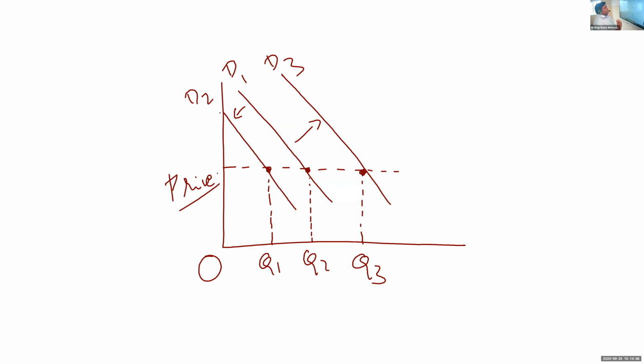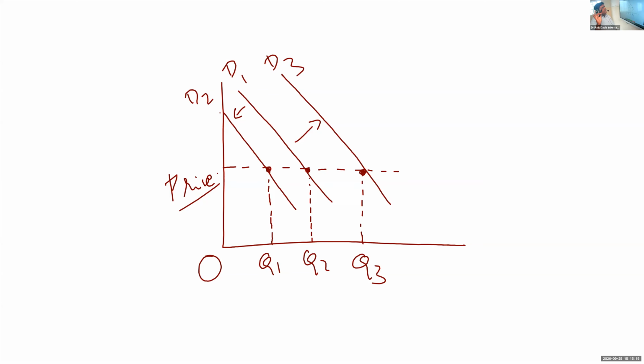Next is the income effect. There are two kinds of commodities, normal goods and inferior goods. In case of a normal good, if the income of the consumer increases, definitely the demand for that normal good also will increase.